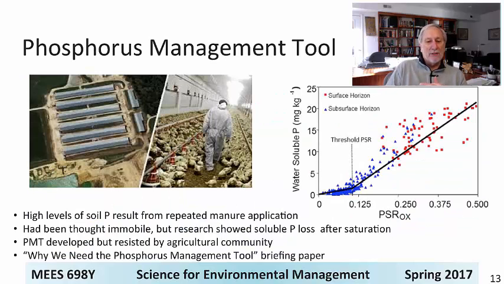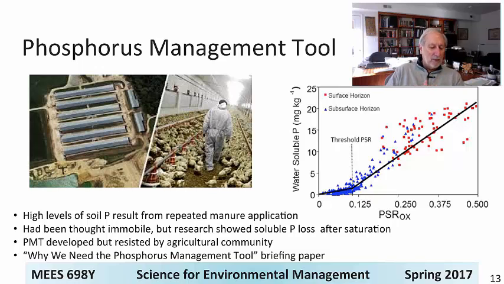So I mentioned earlier this phosphorus problem. We found that in areas where there was a high level of soil phosphorus that resulted from repeated manure application, usually to satisfy the nitrogen requirements of the crop while applying too much phosphorus, more phosphorus than the crops needed year after year. But it had been thought that this phosphorus was particle reactive and bound to the soil. But research showed that soluble phosphorus loss occurred after saturation, as summarized in this figure here.